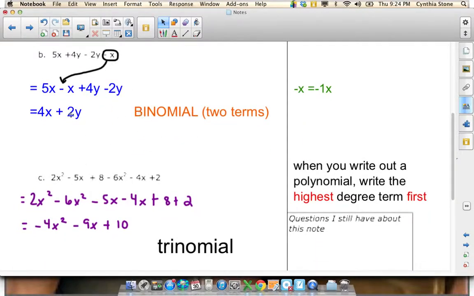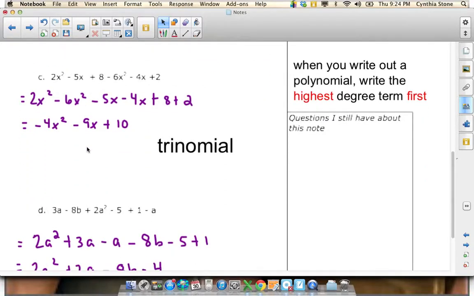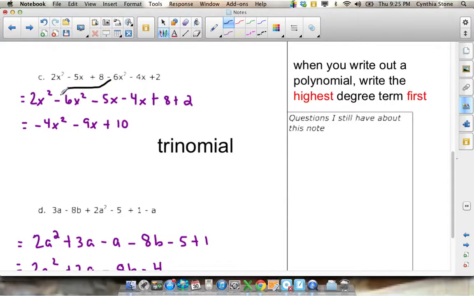And binomial again, 2 terms. This one's big. Let's go through why it is what it is. First step I did here was collect, or group, the like terms. I remind you, it has to be the same exponent. So 2x squared and negative 6x squared. Again, the negative came with it.